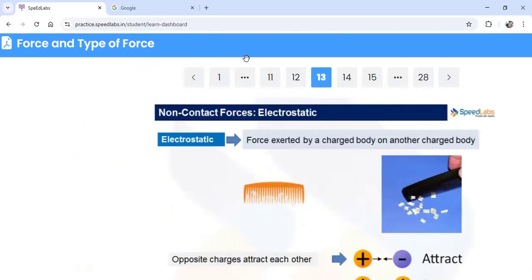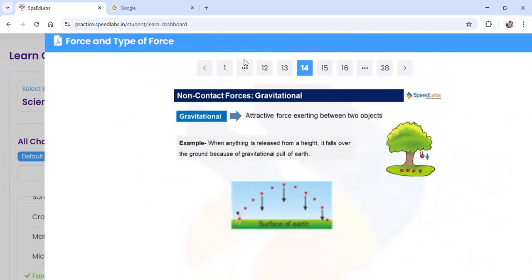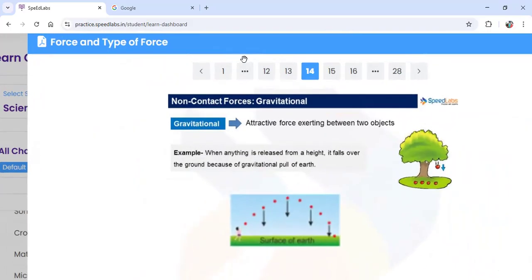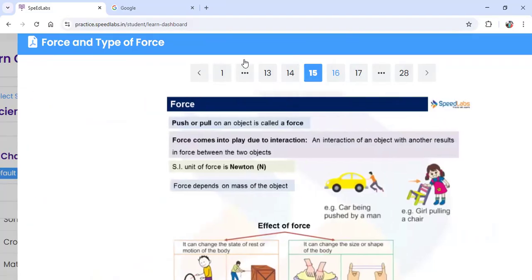Okay. Next, non-contact force. Other example is what? Gravitational force. Okay. So an attractive force exerted between two objects. So example, when anything is released from a height, it falls to the ground because of the gravitational pull of the earth. So the earth attracts every object towards its center, children, due to the gravitational force.